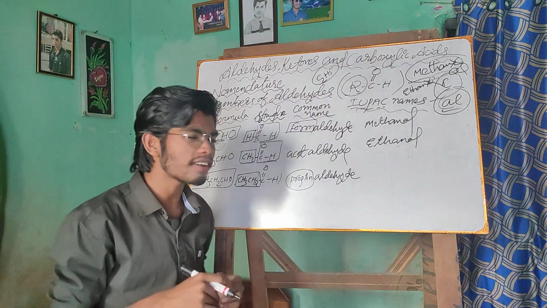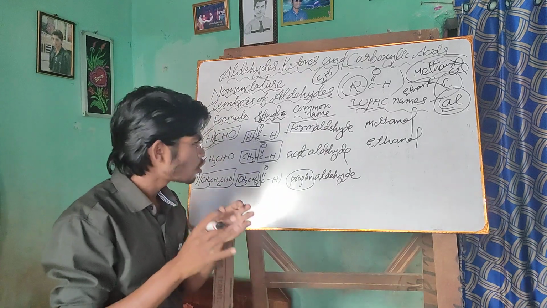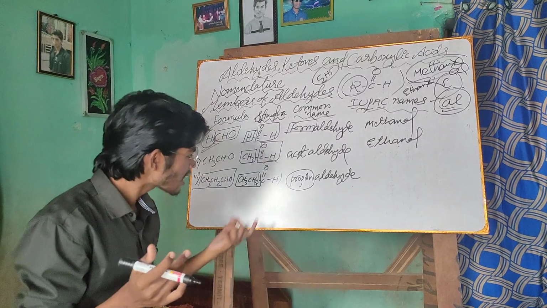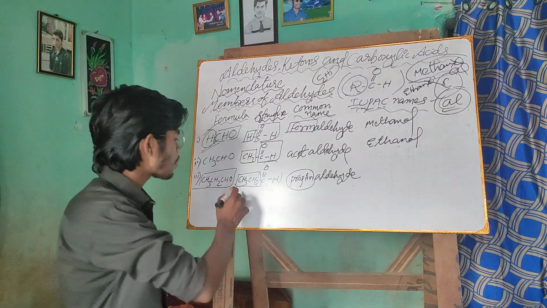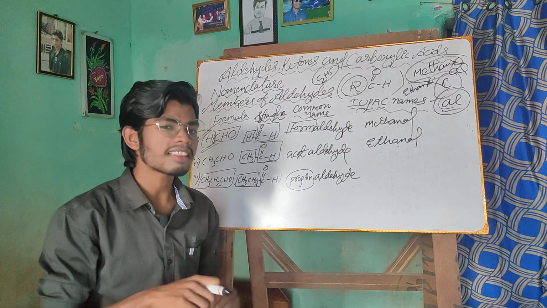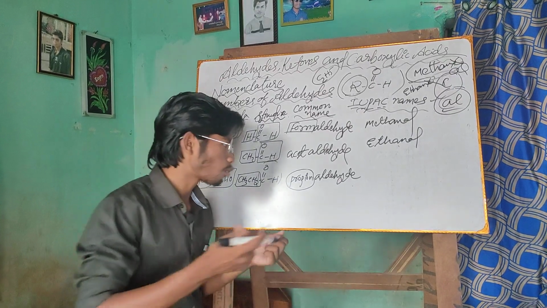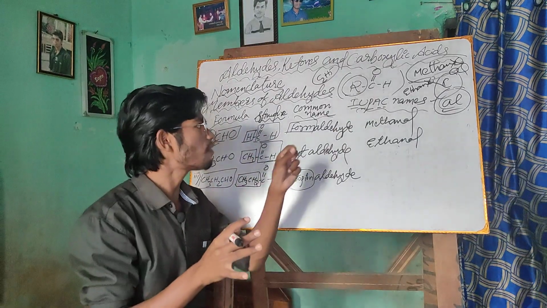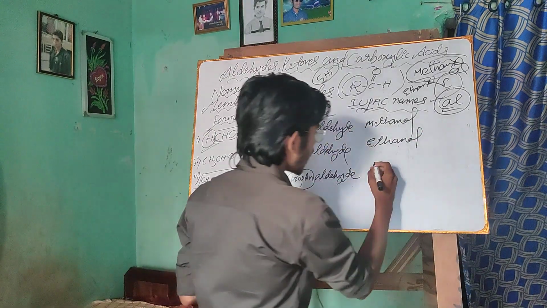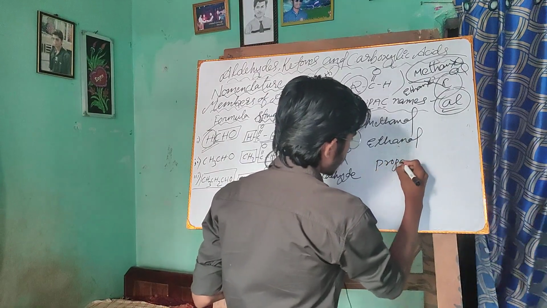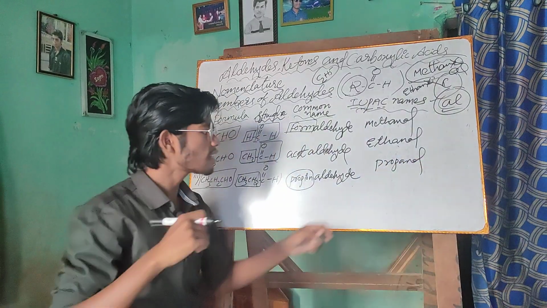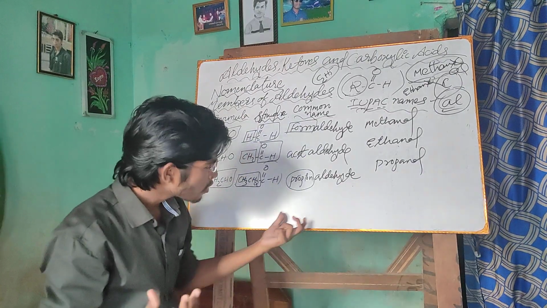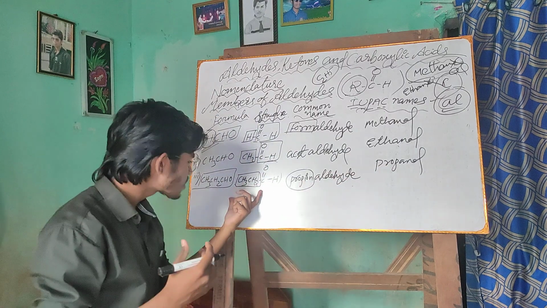IUPAC name is very easy to identify, right? First of all, you need to identify the number of carbon atoms. How many carbon atoms are there? 1, 2, 3. Three carbon atoms are there, so you know that it is propane. In propane, the E will be replaced by the suffix of the aldehyde, that is Al. You will get propanal. So propanal is the IUPAC name of this compound.